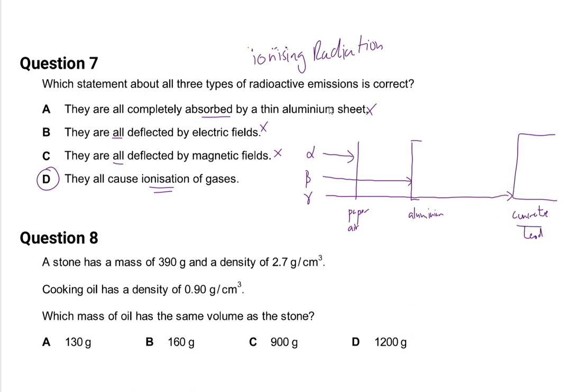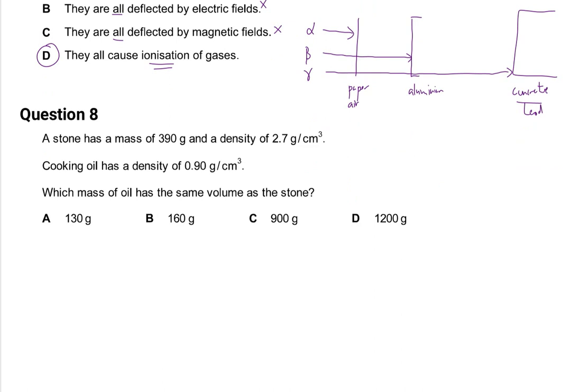Again, if you got this wrong, here are the things that you need to write down. Now, density. They have the same volume, so what we need to do is work out the volume. This one's easy. Density, rho, if you remember, is mass over volume.